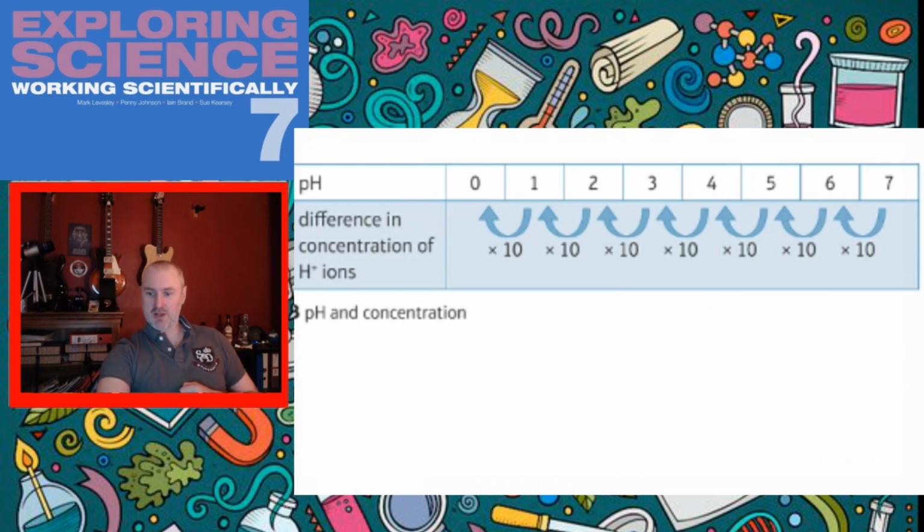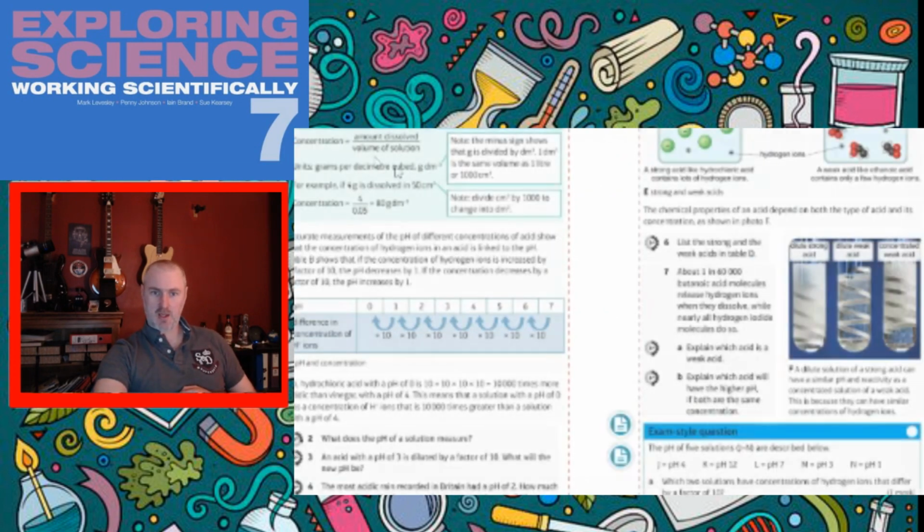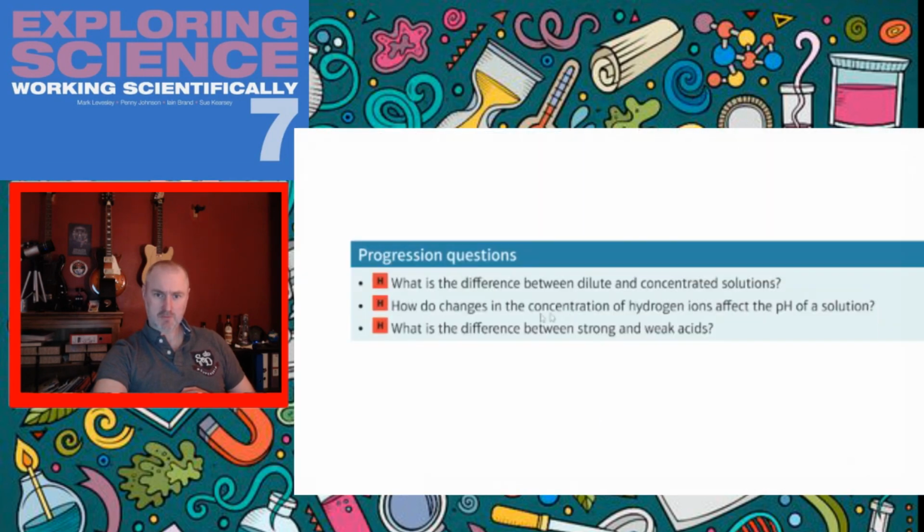So when we look at that learning objective, which was, how does the concentration of hydrogen ions affect the pH? Well, it affects the pH because when the concentration increases by a factor of 10, the pH goes down by 1. Yeah, it's a logarithmic scale.